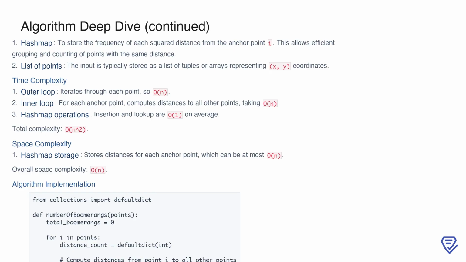The time complexity involves an outer loop that iterates through each anchor point, taking O(n), and an inner loop that calculates distances to all other points, also O(n). Hash map operations, such as inserting and retrieving values, are O(1) on average. This results in an overall time complexity of O(n squared). The space complexity is determined by the hash map, which stores distances for each anchor point, requiring up to O(n) space. Therefore, the algorithm is efficient with both time and space, making it suitable for inputs with up to 10,000 points. The implementation begins by initializing a hash map and iterating through the list of points.